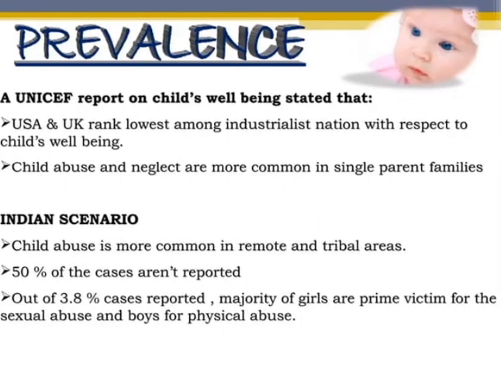Prevalence. A UNICEF report on child well-being stated that the US and UK rank lowest among the industrialized nations with respect to child well-being. Child abuse and neglect are most common in single-parent families. In the Indian scenario, child abuse is more common in remote and tribal areas. 50% of the cases aren't reported. Out of the 3.8% cases reported, the majority of girls are prime victims for sexual abuse and boys for physical abuse.